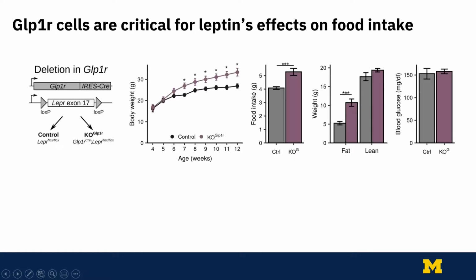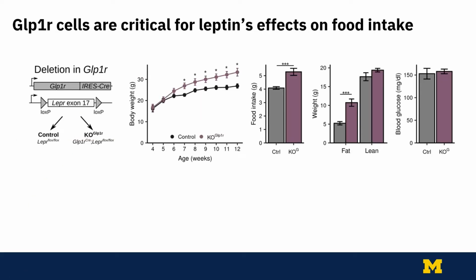So we next wanted to know what role these cells play in leptin action. So we deleted the leptin receptor from these GLP-1 receptor cells using the GLP-1 receptor Cre. And we found that these animals gain about 20% of their body weight. And that is driven exclusively by increases in food intake. I'm not showing you that here. We've also measured energy expenditure. We found that that's totally normal in this mouse line. So this indicates that we've identified a novel leptin receptor population that is resident in the DMH, and it is critical for leptin's effects on food intake and ultimately on body weight.